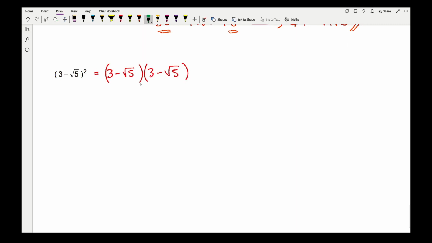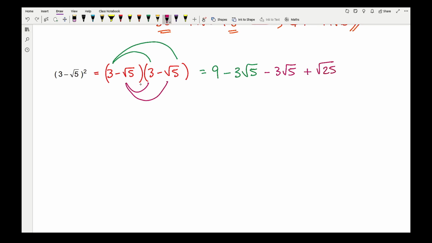So expanding the brackets, I've got 3 times 3, which is 9. And then 3 times minus root 5 is minus 3 root 5. Then I've got minus root 5 times 3, which is minus 3 root 5. And then I've got minus times a minus is a plus, and root 5 times root 5 is 25. So simplifying this, I've got 9 minus, well, minus 3 minus 3 is minus 6 root 5, and root 25 is just 5. So simplifying these two numbers at the end, I've got 9 plus 5, which is 14, minus 6 root 5, and there is my final answer.